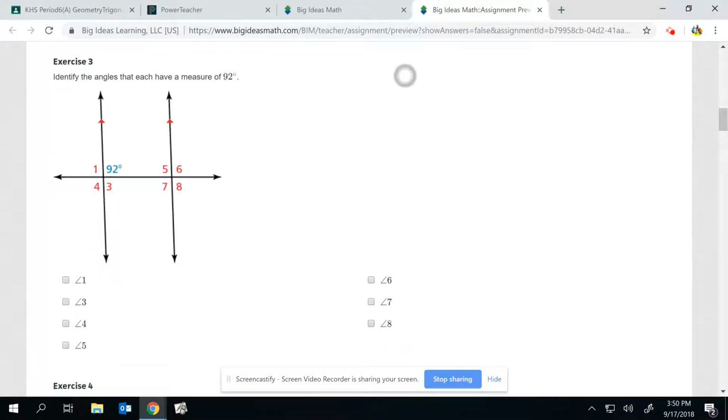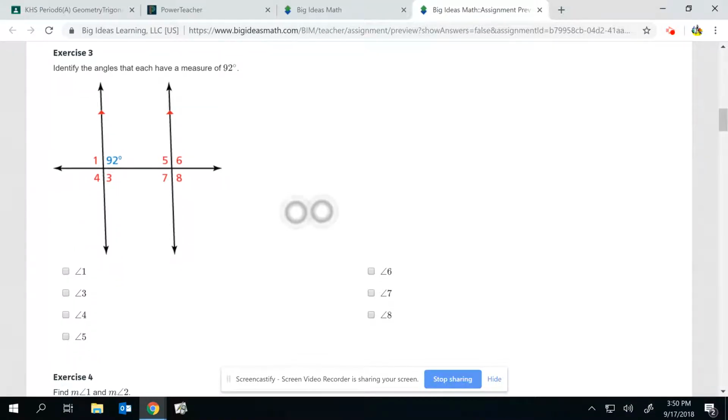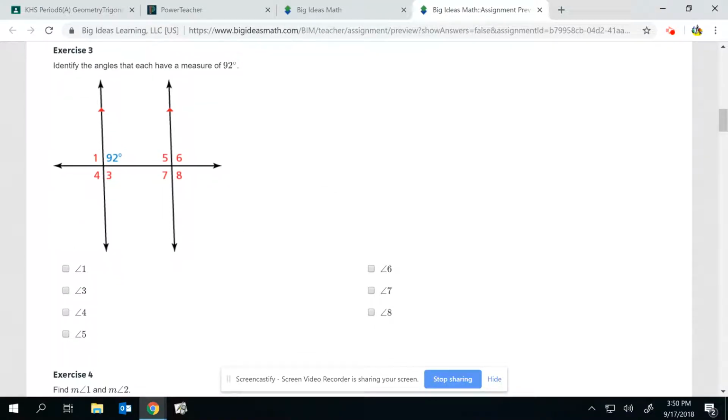Let's go to 3. Identify the angles that have a measure of 92. So 92 and 4 are going to be, it's going to be 4 for sure, because those are vertical angles. Alternate interior angles would be 7. And then you could also say corresponding angles are equal. So that would be 6. So those would all have a measure of 92. The rest of them would all be 88.